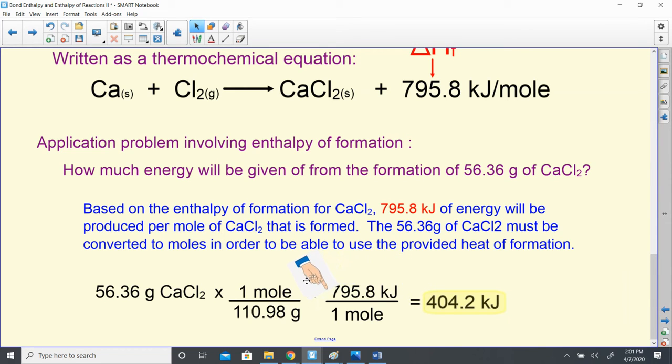Now, I didn't put the negative sign down because it just asked me to calculate how much energy is going to be produced, but it probably is a good idea to put a negative sign there. So if I were to do this again, I would probably include the negative sign. But the bottom line is we are going to produce 404.2 kilojoules of energy.